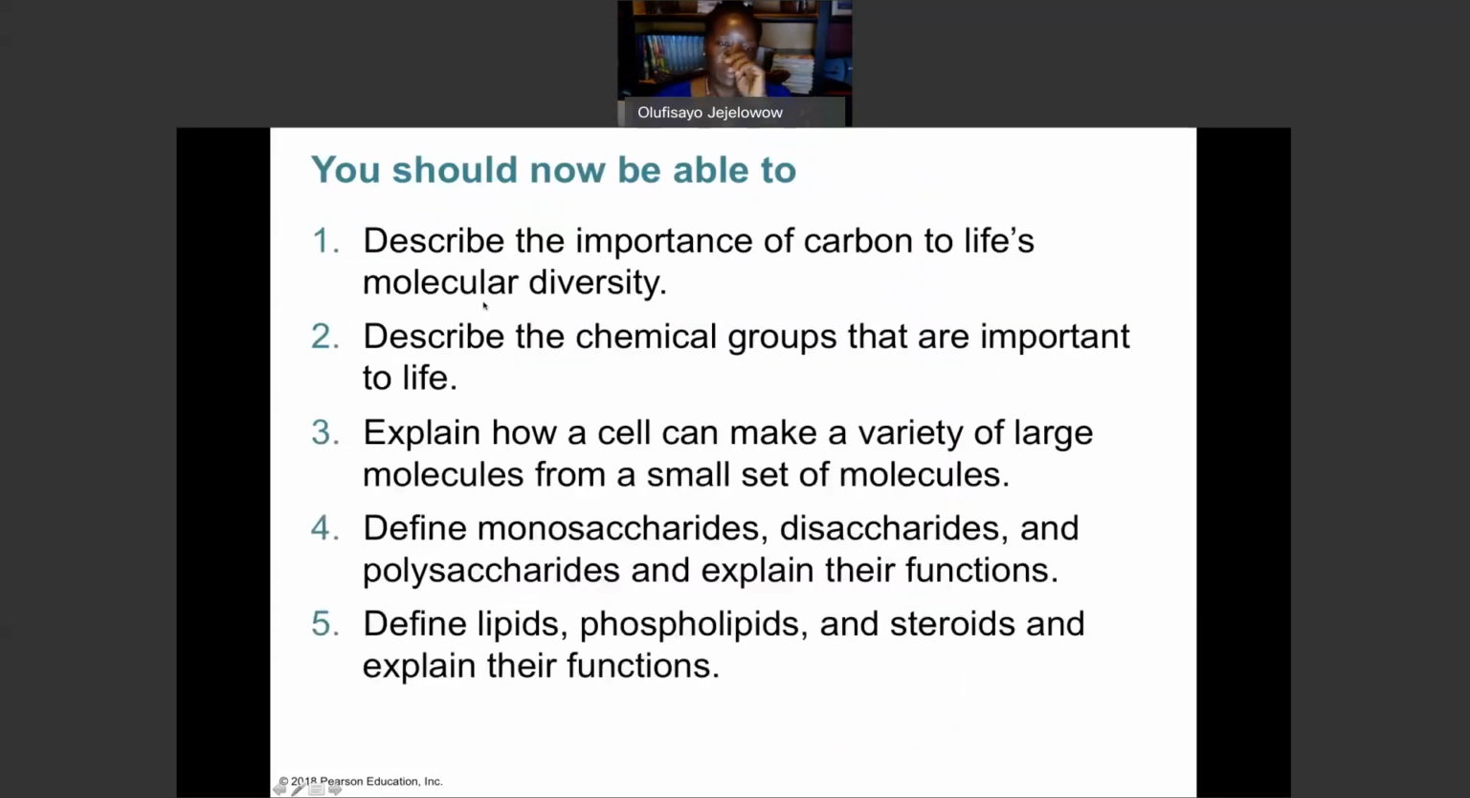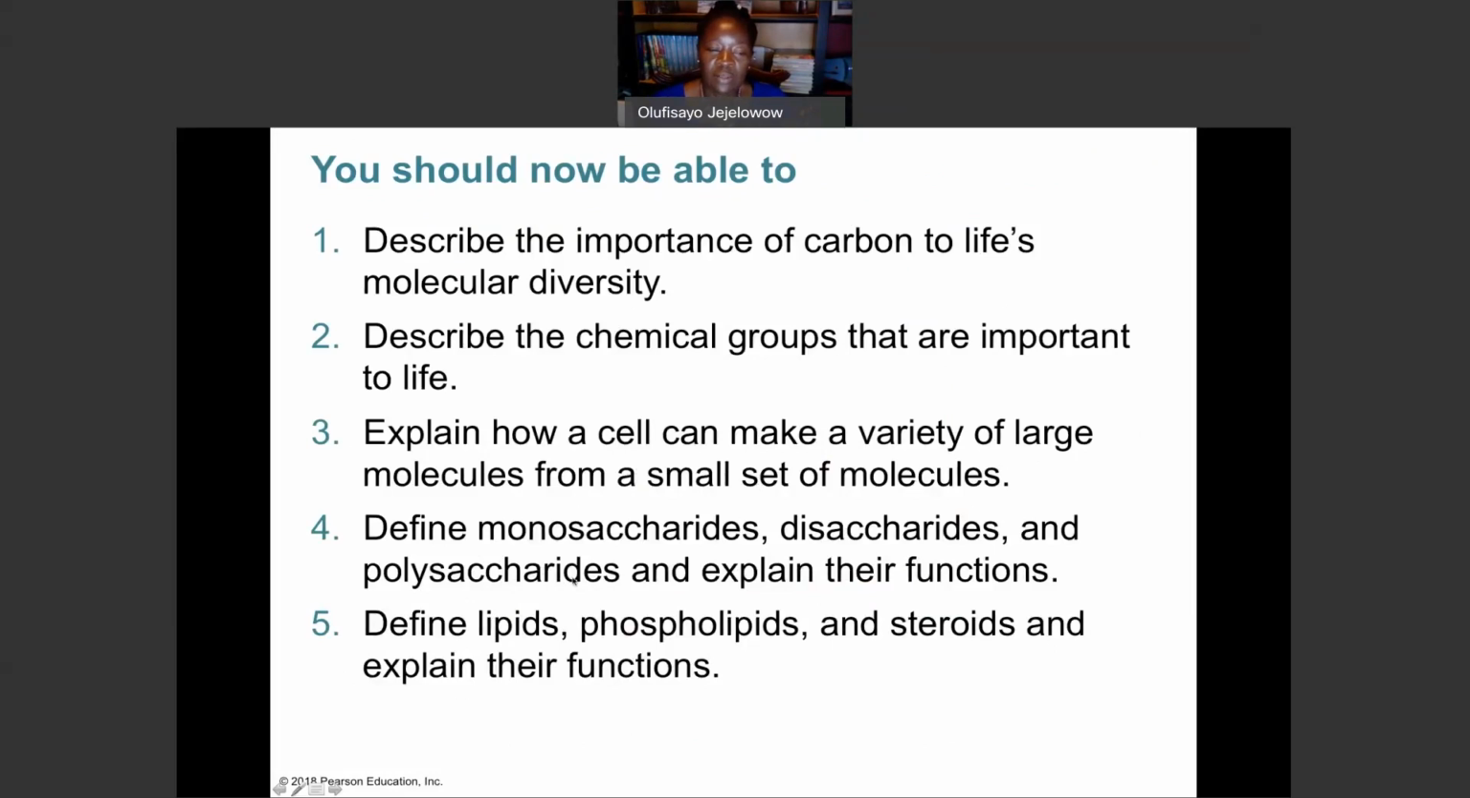So you should be able to, at the end of this chapter, describe the importance of carbon to life's molecular diversity. Describe the chemical groups that are important to life. Explain how a cell can make a variety of large molecules from a small set of molecules.